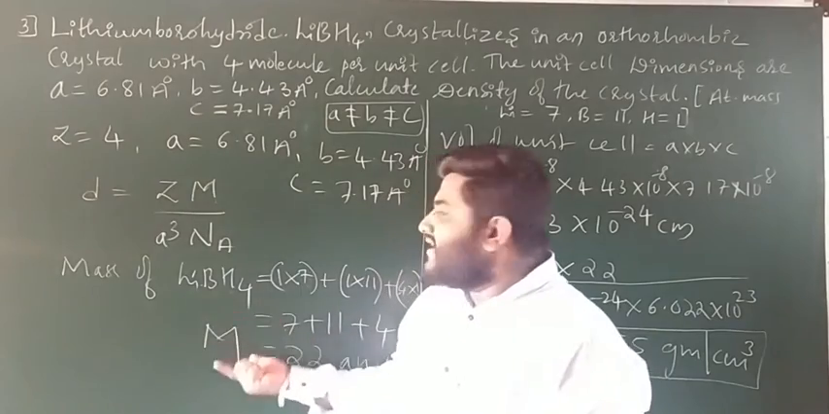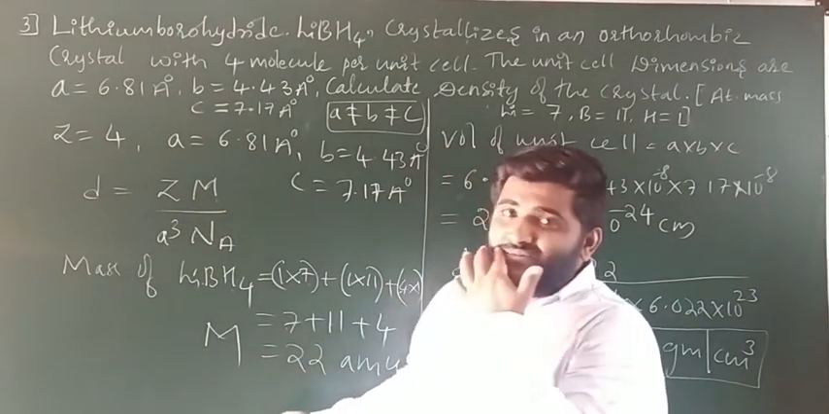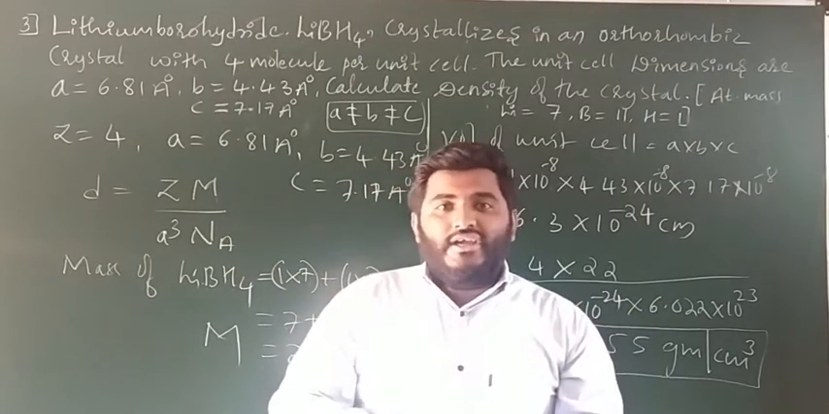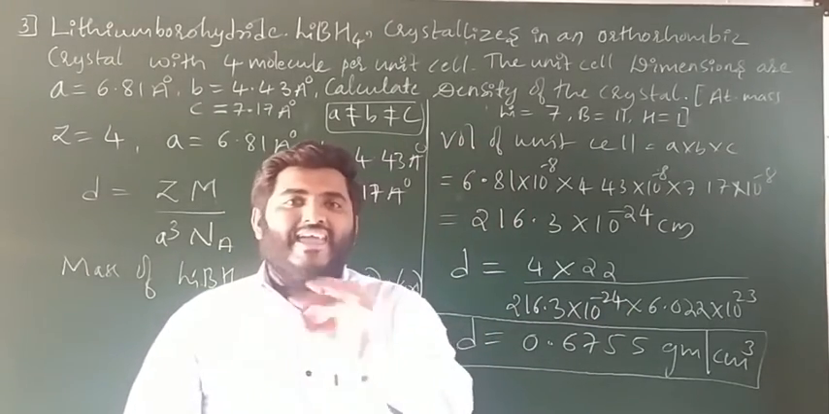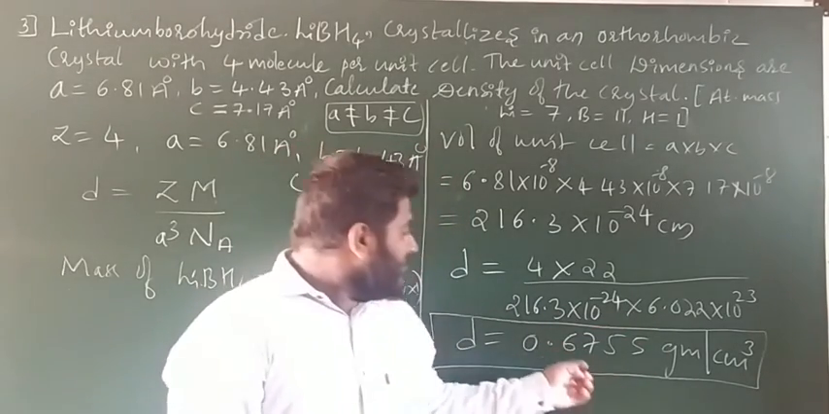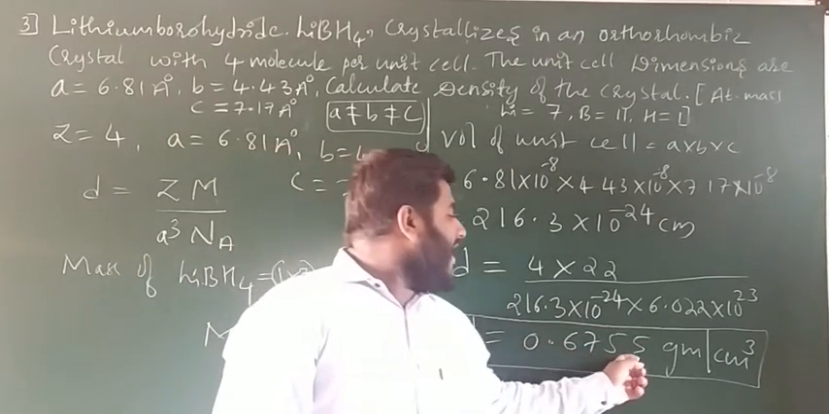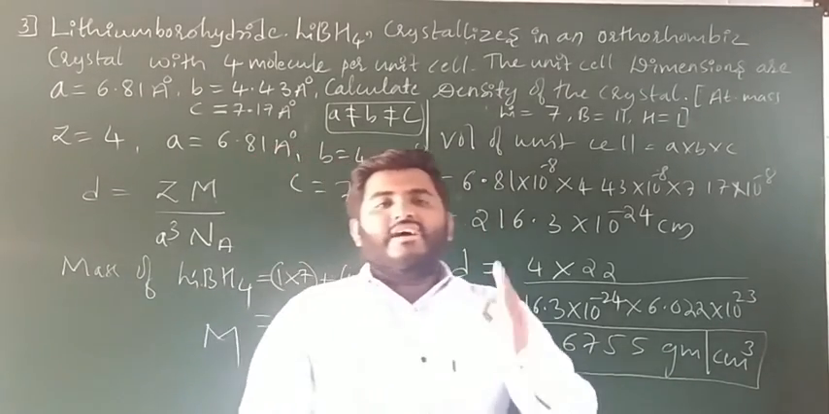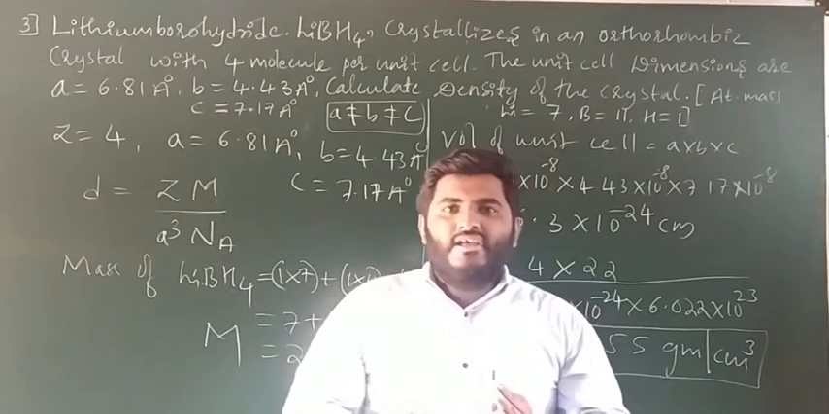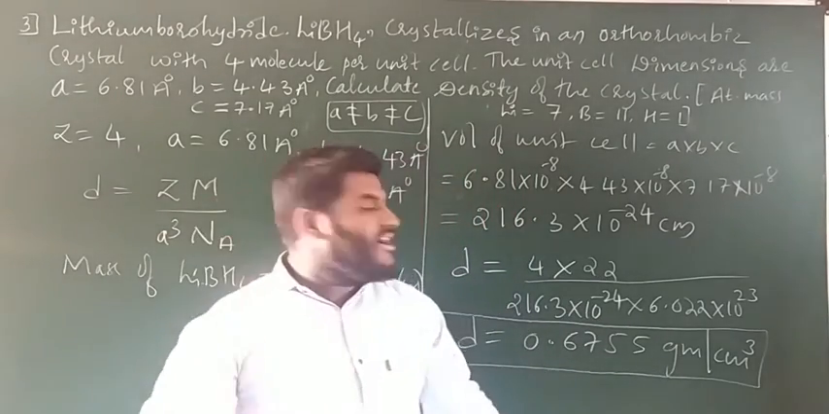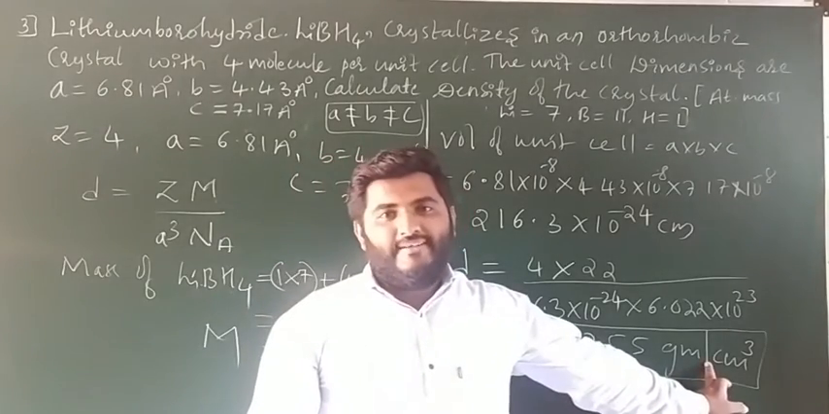And also we have calculated molar mass. M is equal to how much, guys? 22. So next, putting all these values into D is equal to Z M divided by A cube Na, we are going to get the exact answer. That is nothing but 0.6755 gram per cm cube. Why gram per cm cube, guys? Because density is mass divided by volume. Unit of mass is gram. Unit of volume is cm cube. Therefore, gram per cm cube is the unit of the density.